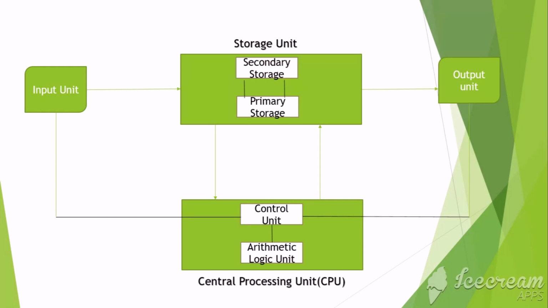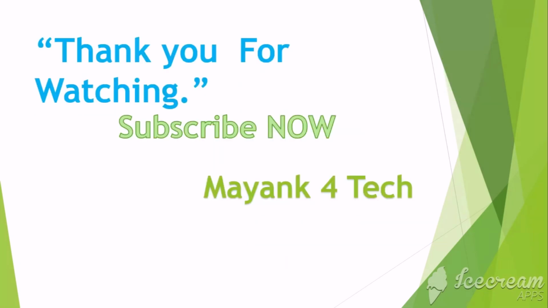Control unit is a component of the CPU. It has components such as memory, arithmetic and logic unit, and input and output unit. ALU performs arithmetic and bitwise operations. The block diagram represents the organization of the computer.